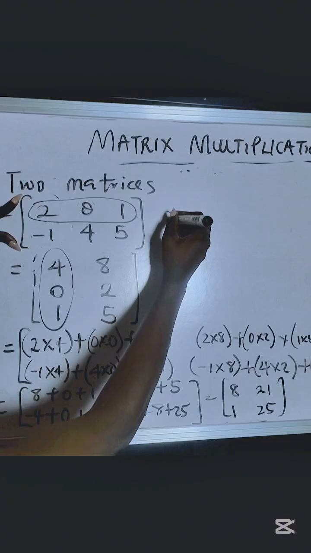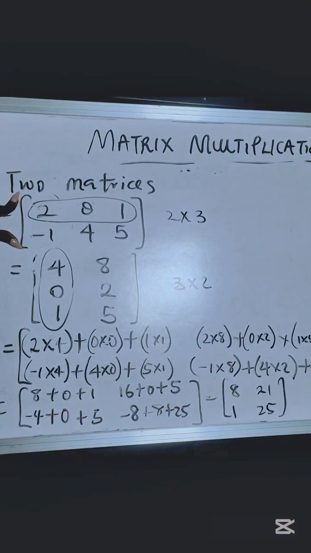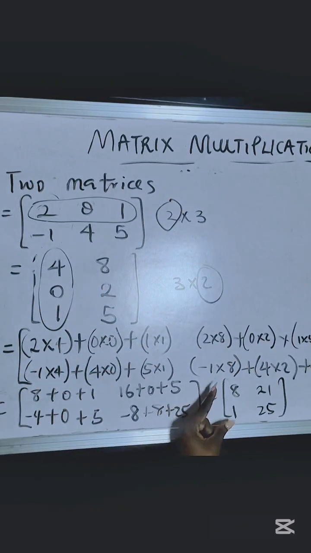So that's a 2 by 3 matrix multiplied by a 3 by 2 matrix ended up giving us a 2 by 2 matrix, which is this.